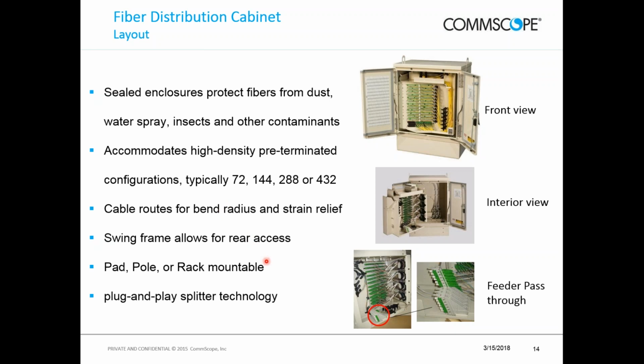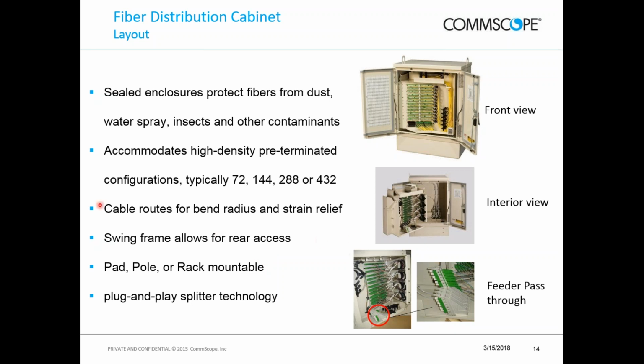Larry, all passive, correct? Correct. There are no active devices in the outside plant, most typically with fiber to the home, with the exception of the V-hub or the optical node that's going to feed this cabinet. Okay, so from the fiber distribution cabinet or hub to the customer, 100% passive.